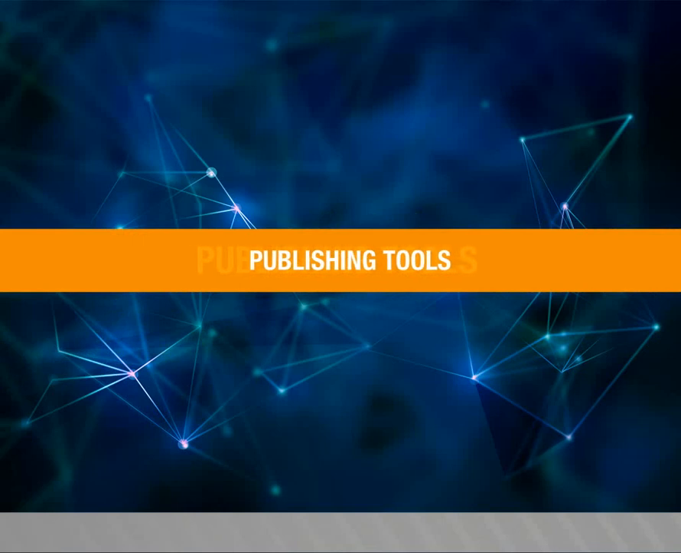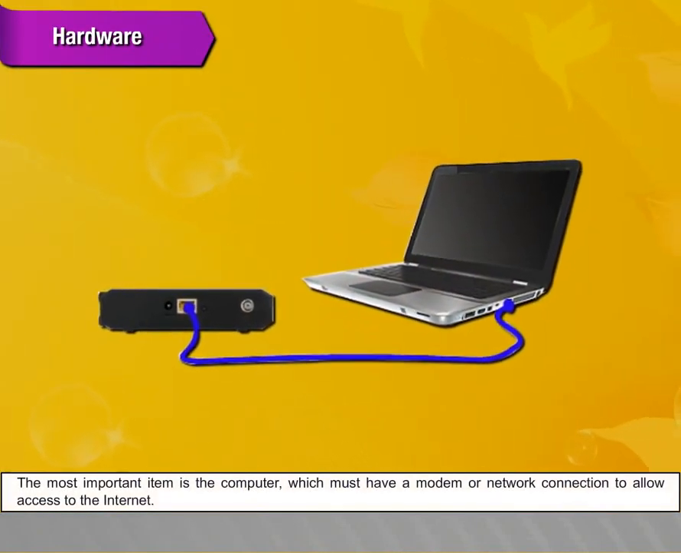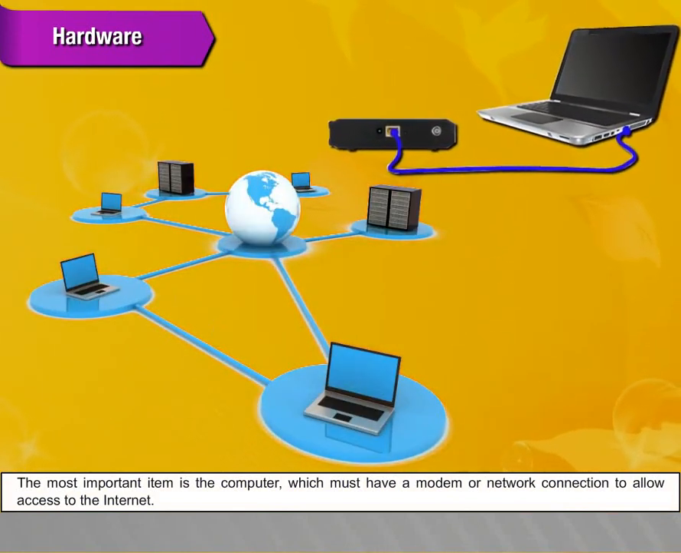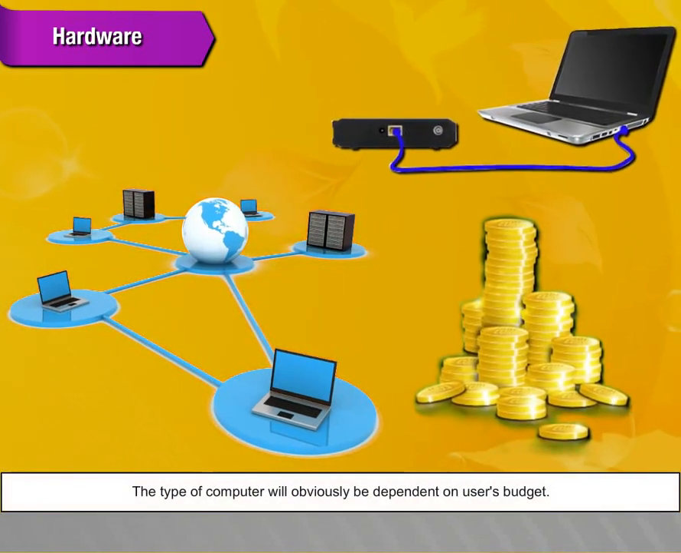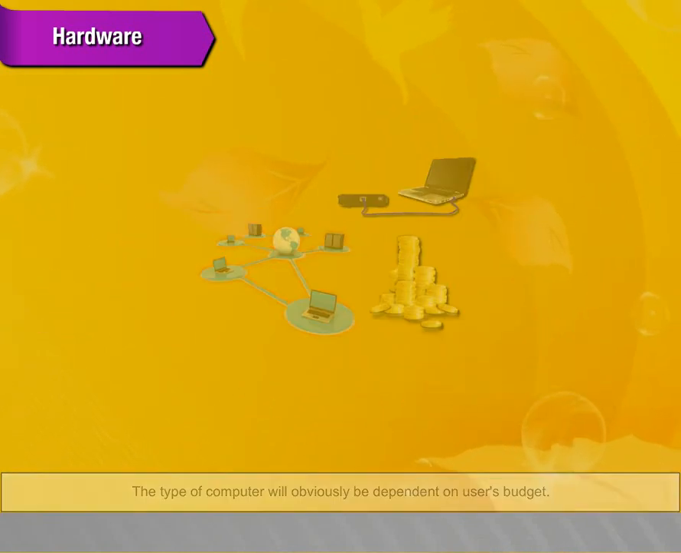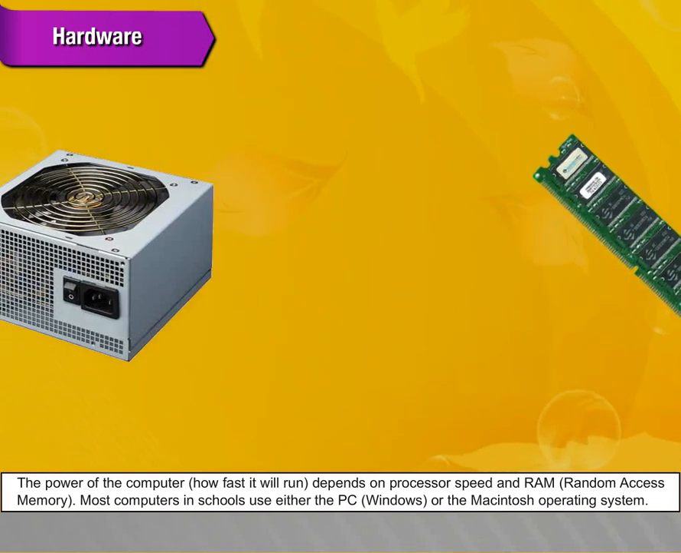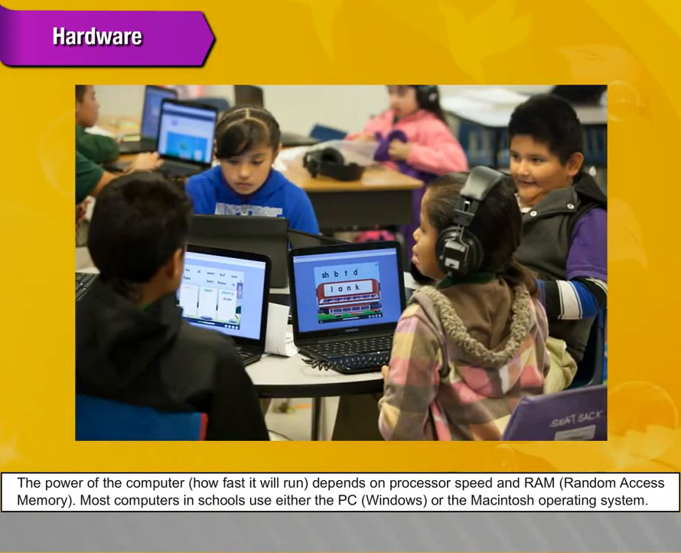Publishing tools. In this video, we are going to learn about publishing tools. Hardware. The most important item is the computer hardware, which must have a modem or network connection to allow access to the internet. The type of computer will obviously depend on the user's budget. The power of the computer, how fast it will run, depends on processor speed and RAM, that is random access memory. Most computers in schools use either the PC, Windows, or the Macintosh operating system.